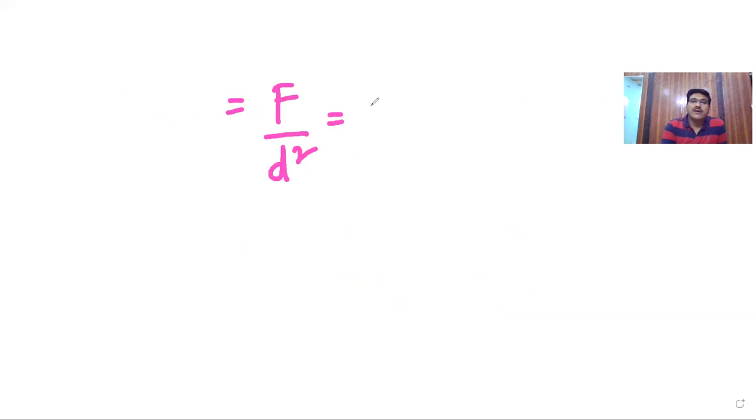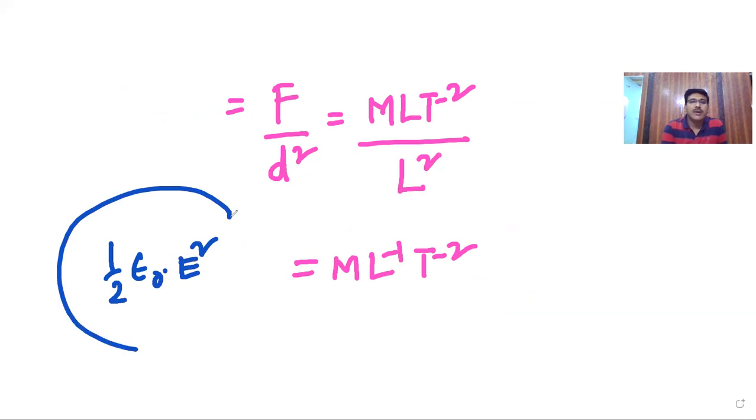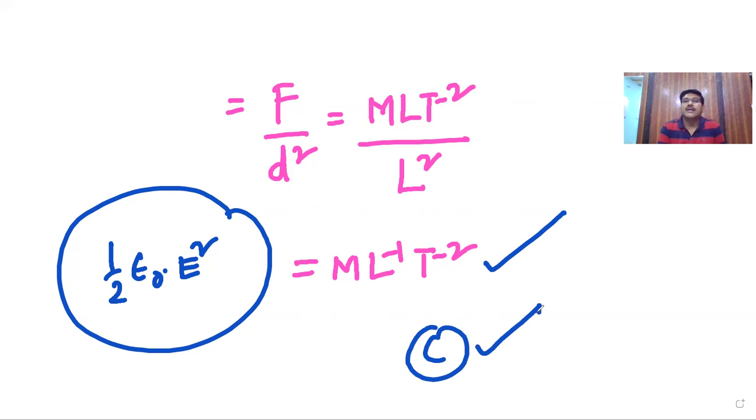What is the dimension formula of F? Force is M L T minus 2, divided by d square, which is distance, L square. So M L minus 1, one of the L goes out, T minus 2. So the final dimension formula of 1/(4π) into epsilon into E square becomes M L minus 1 T minus 2. In the previous options, option C, M L minus 1 T minus 2, is the correct option.